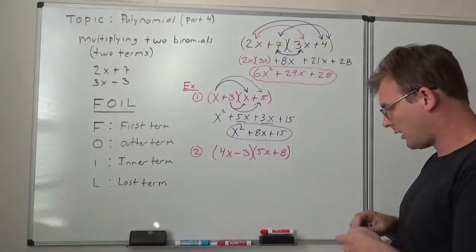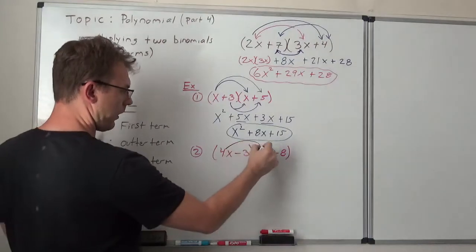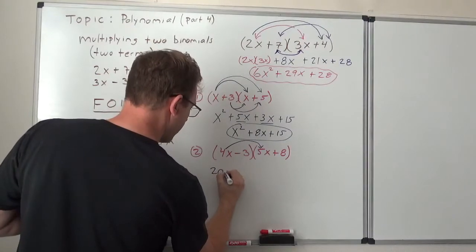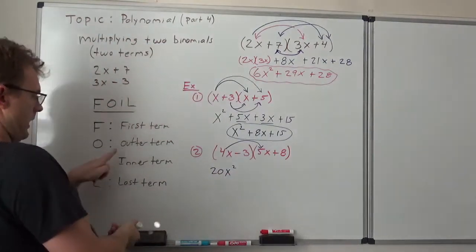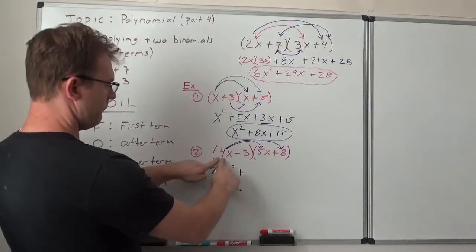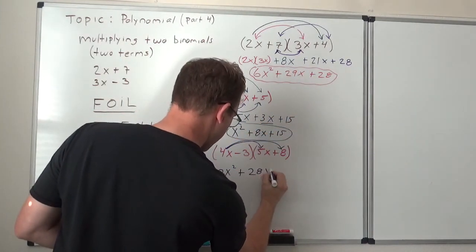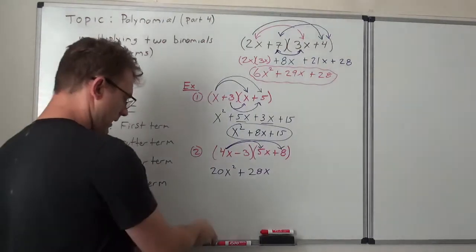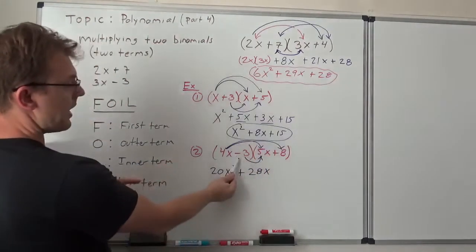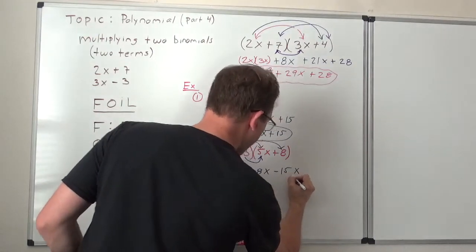So let's do number 2 here. So first term. Okay. Multiply, you're multiplying. So this is 20x squared. Outer term. So that's going to be 4 times 8. 4 times 8 is 28. X. Now I'm going to do the inner term. So minus 3 times 5, minus 15x.